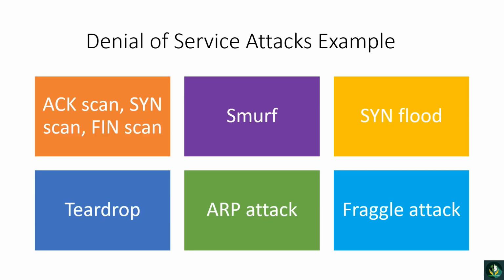So let's talk about examples of denial of service attacks. The first one is ACK scan, SYN scan, or FIN scan. These techniques use similar approaches to check whether ports of the targets are open and can be exploited. They are also used to gather information as well as deny services. For example, the ACK scan technique is used by an attacker to gather information about the target's firewall or access control list configuration.